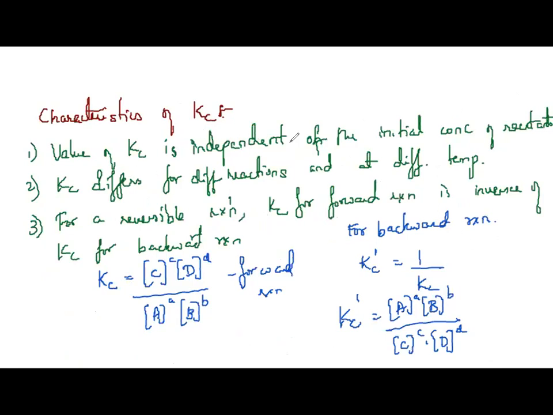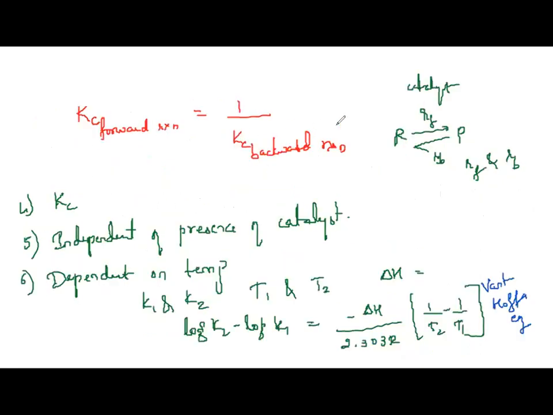The value of Kc is independent of the initial concentration of the reactants. Kc differs for different reactions and at different temperatures. For a reversible reaction, Kc for the forward reaction is the inverse of Kc for the backward reaction. So if this is the forward reaction, when you take the backward reaction it will be the inverse, or we can write it as Kc prime is equal to 1 by Kc.